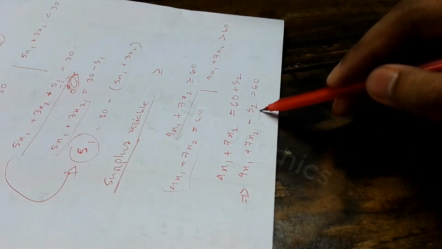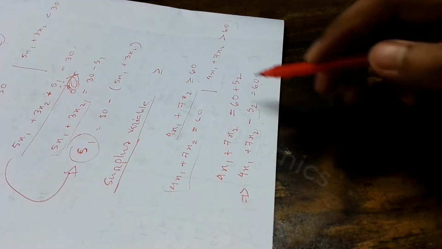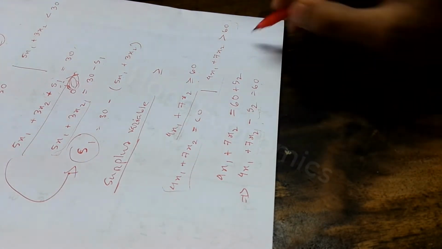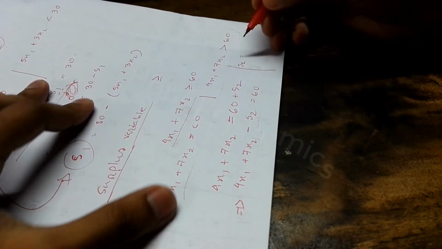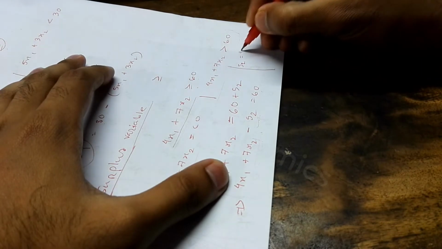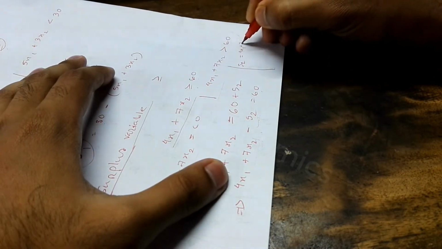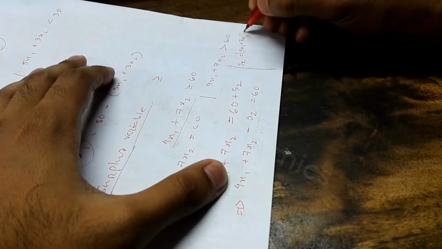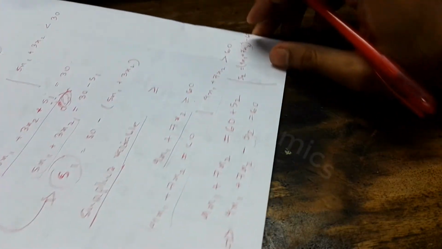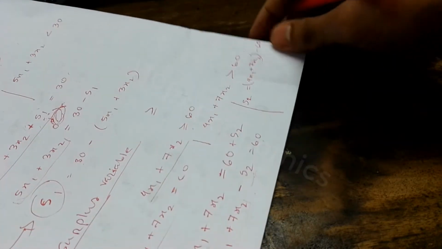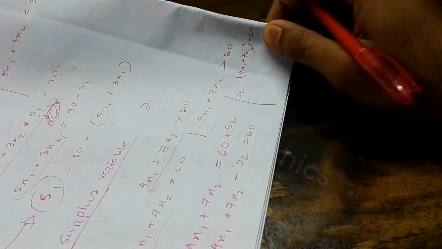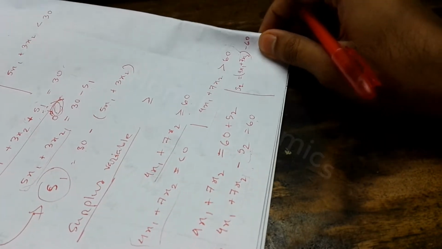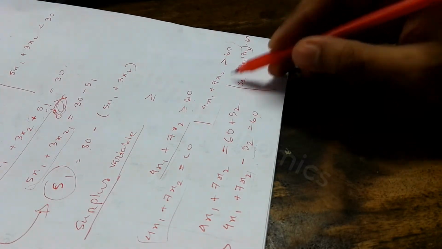There is a positive value of S2, and the value is equal to 4x1 plus 7x2 minus 60. So the value is equal to the difference between 4x1 plus 7x2 and 60. So this is it. It's a positive value.